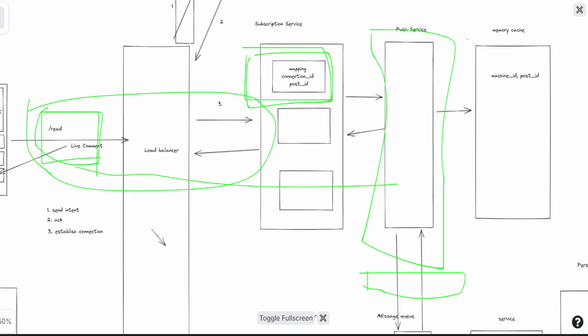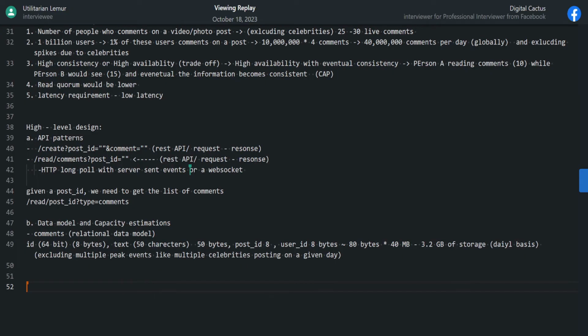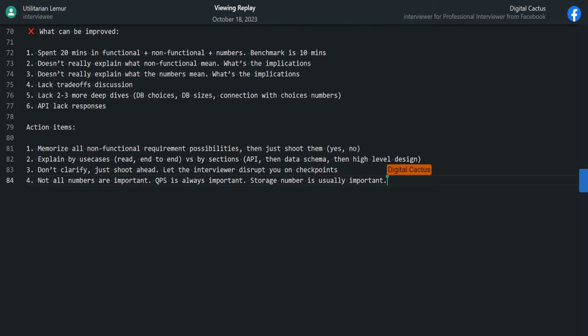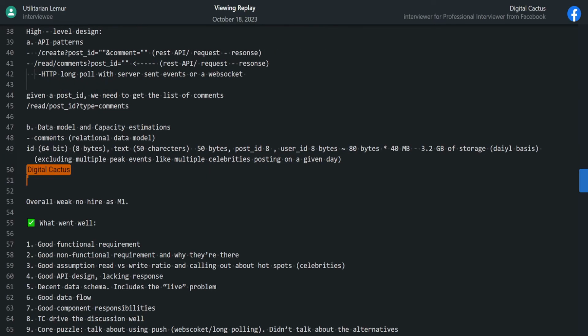I think while you are technically quite strong here, there are some critical pieces that are missing as an L5 and above. So I'm going to give you a weak no hire as M1 here. Let me elaborate.